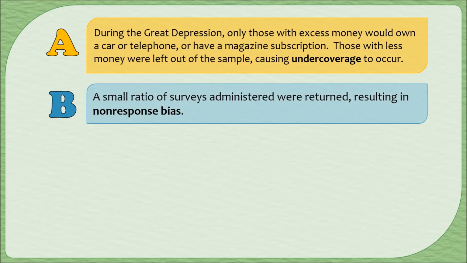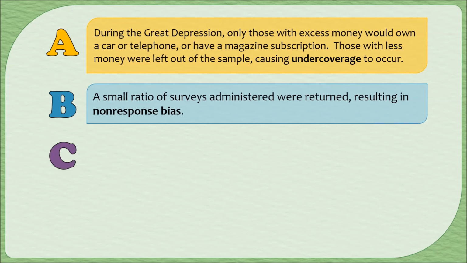Because only 25% of the surveys were returned, which is a very small portion of the surveys sent out, there was a non-response bias in the study as well. And those studies in the 70s and 80s indicated that the non-response bias was the greater reason for the inaccurate result than the undercoverage was.